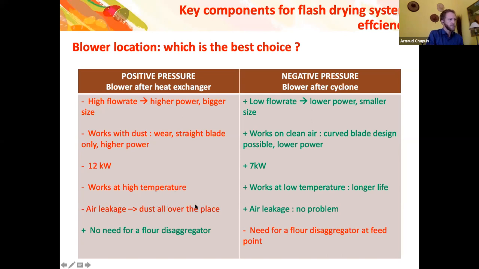Then other advantages of negative pressure: in case of air leakage in the flash drying system, in positive pressure you will get dust all over the workshop, while in negative pressure, if you have air leakage, you will have no problem, because you will only have some fresh air entering the dryer, and that will not waste product. The only advantage of positive pressure is that you will not need a disaggregator, a small mill, to pulverize the product at the inlet, because this work is done by the blower. On the other hand, in negative pressure, you will need this small feeding system, a mill that will disaggregate the product properly.